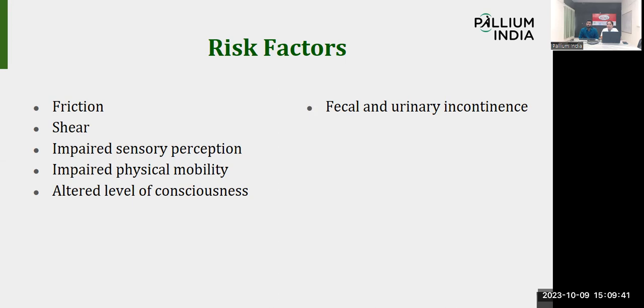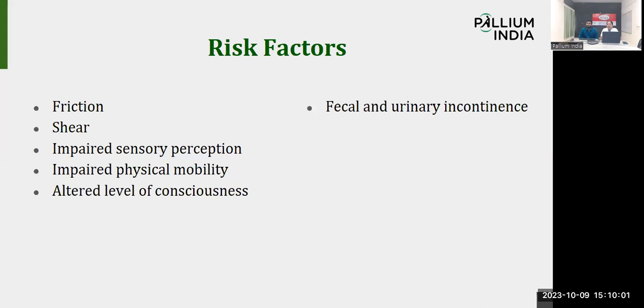The patient will be more in water, moisture, right? So when moisture comes in contact with the skin, the skin's integrity is impaired. So that will lead to pressure sore, right? So that is fecal and urinary incontinence. Mainly it happens in a bedridden patient who is prolonged in the bed and nobody is there to take care.